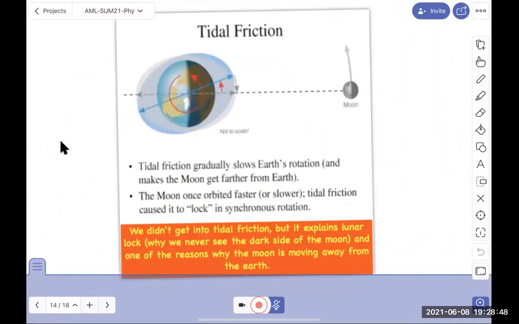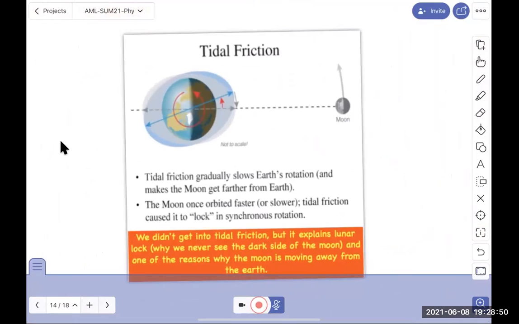And then we have this thing called tidal friction, what I was saying. What happens is the tidal friction gradually slows down the Earth's rotation. So the Earth is slowing. I think it's like a millisecond a year or something. It's not something that's going to really affect you, but we're doing that because of tidal friction. The moon is tidally locked.